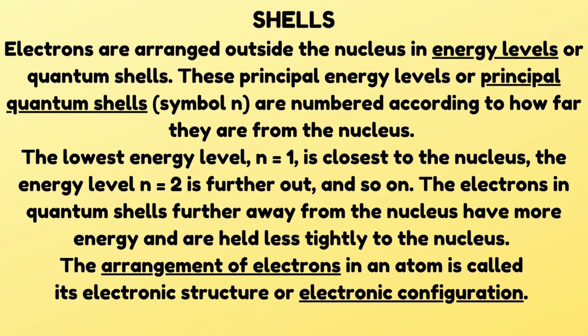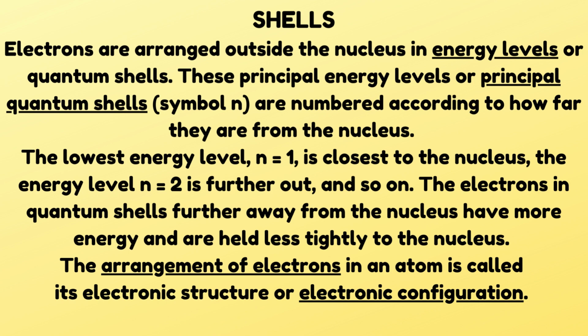These energy levels, quantum shells, are otherwise called principal quantum shells and represented by the symbol N. They are numbered according to how far they are from the nucleus. The lowest shell, N equals 1, is closest to the nucleus. The next shell, next energy level or next quantum shell, N equals 2, is further out, and so on. The electrons in the quantum shells further away from the nucleus have more energy and are held less tightly to the nucleus. The arrangement of electrons in an atom is called its electronic structure or electronic configuration.